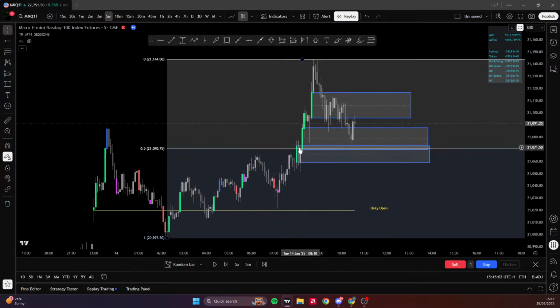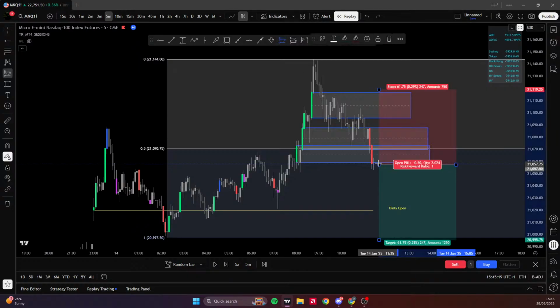Memory trigger point getting activated right here. I'm waiting. I could have been in early, but you never know. Could come back down. Here we go. Let's say I had a market buy limit from here.